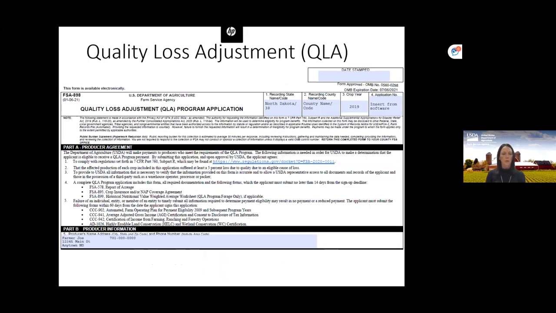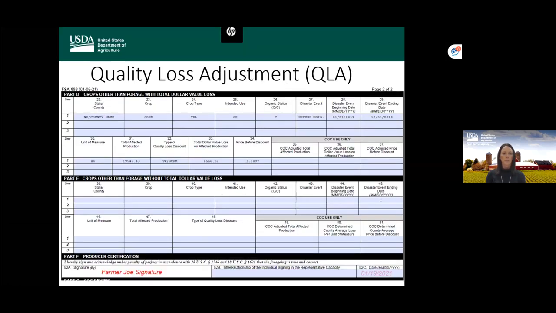So in this scenario, the producer would put their recording state and county. This is in North Dakota. So we have North Dakota in item one, and our county in item two, and 2019 is the crop year in item three. Producer's name and address goes in part B. We'll complete the application with the physical location in item 22, our crop type and intended use in 23 through 25, along with our organic status in 26, disaster events and dates in 27 through 29, unit of measure in 30, our total affected production.